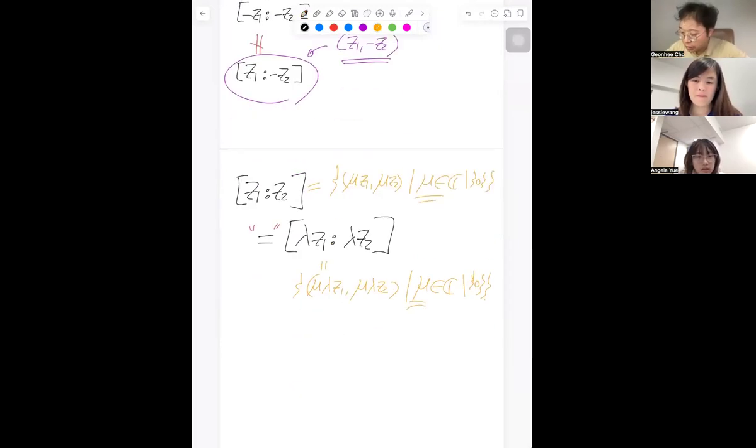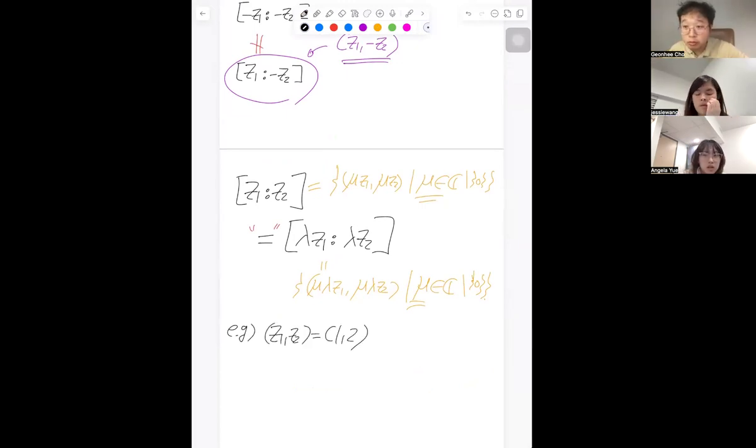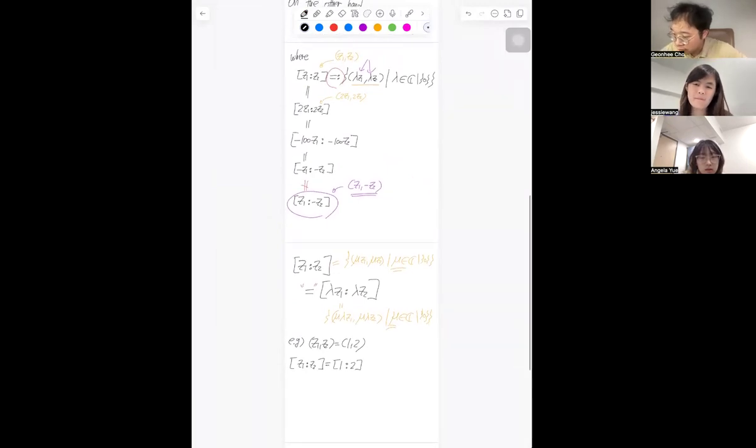Let's just make one more example before we go further. So for example, let's choose z1, z2 as 1, 2. Then this means the bracket of 1 versus 2. I'm just using the definition again. So this means the collection of lambda times 1 with lambda times 2, where lambda is any non-zero complex value. I just apply the definition.